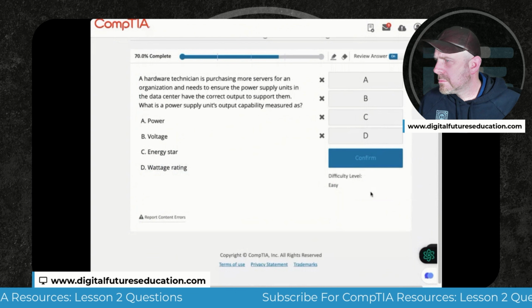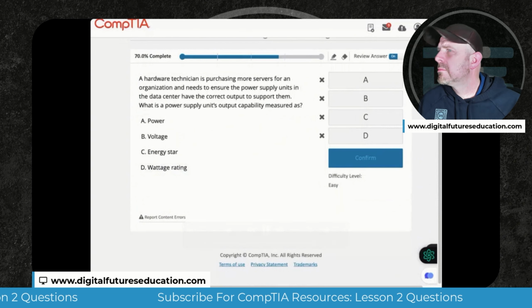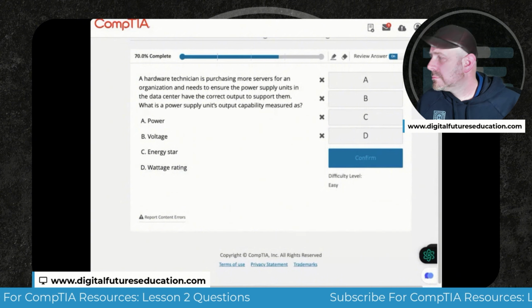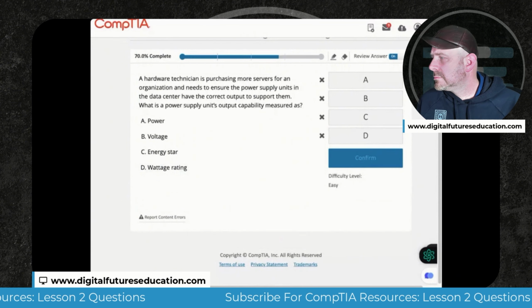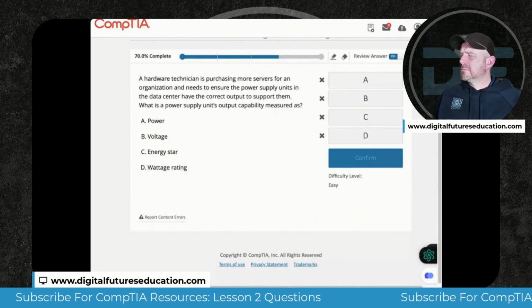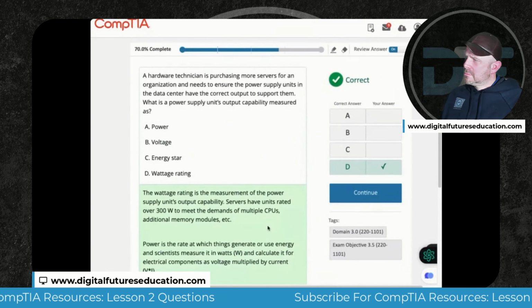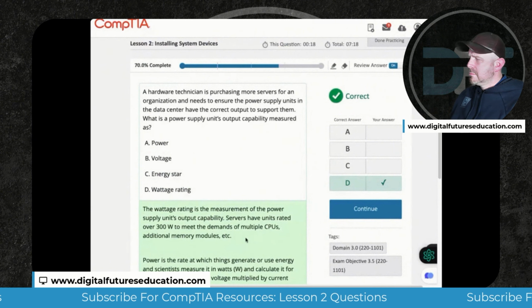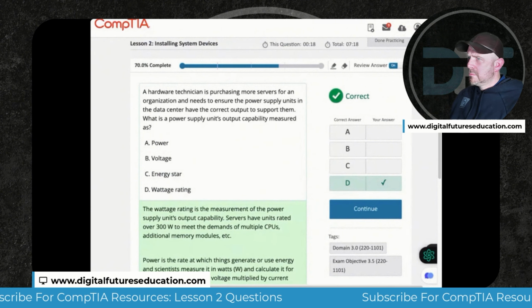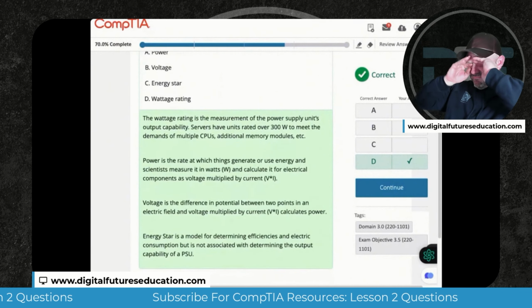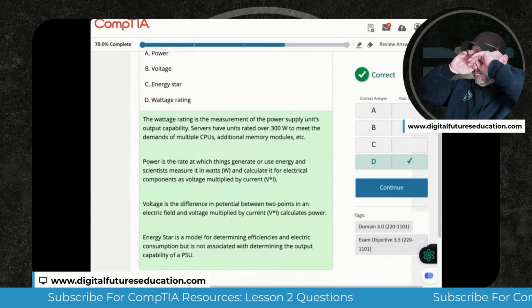A hardware technician is purchasing more servers for an organization that needs to ensure the power supply units in the data center have the correct output to support them. What is the power supply unit output capability measured as? Go with D. D it is. Wattage rating is the measurement of the power supply unit's output capability. Servers have units rated over 300 watts to meet the demands of multiple CPUs, additional memory modules, etc.